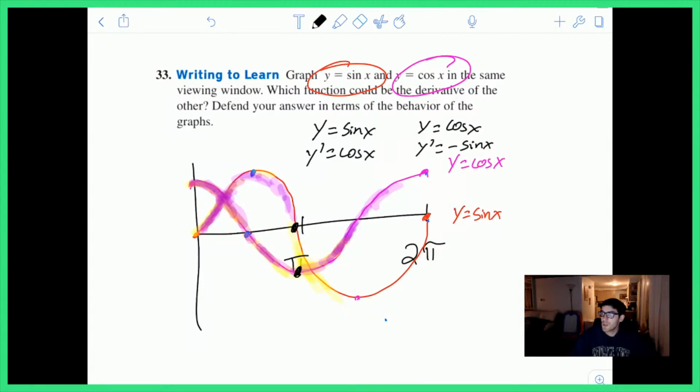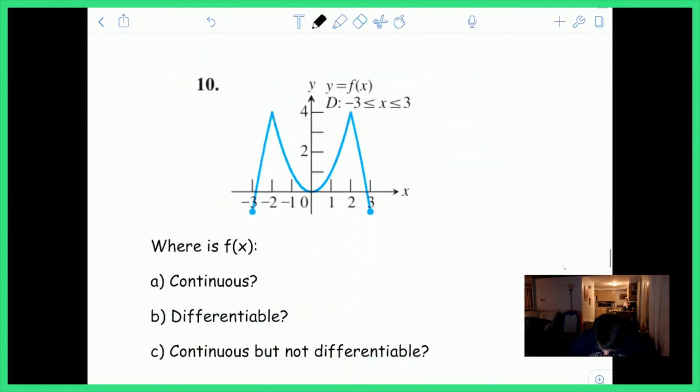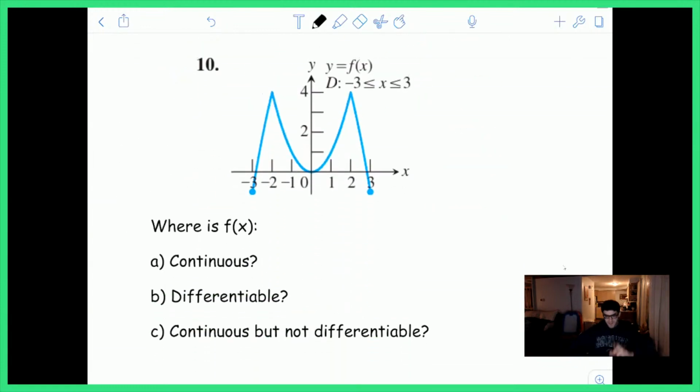Okay, coolness. Let's keep the fun going with some more problems. Here we go. This is a function. This is number 10 in 3.2. It's asking when is the function continuous, when is it differentiable, and when is it continuous but not differentiable. So let's look at the graph. This is defined on negative 3 to 3.